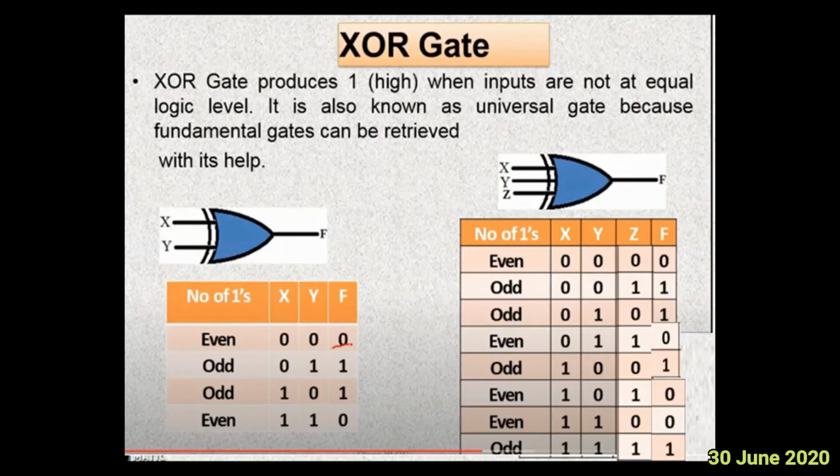But now, what is this exclusive OR gate? Can you see the symbol of exclusive OR here? There is an OR and there is one semicircle here. This is for 2 input exclusive OR. If there are 3 inputs, exclusive OR of X, Y, Z.